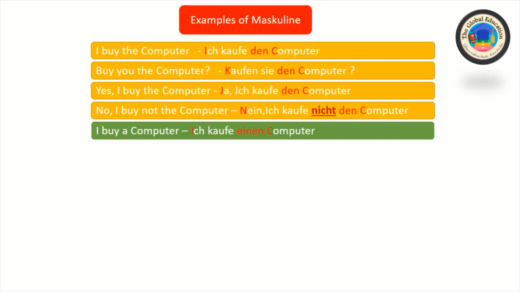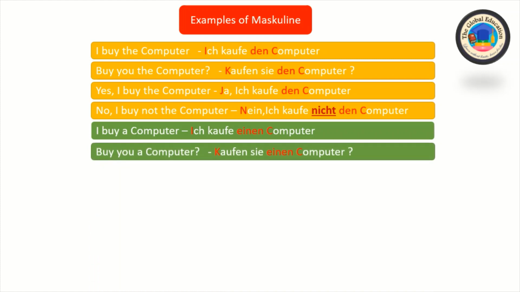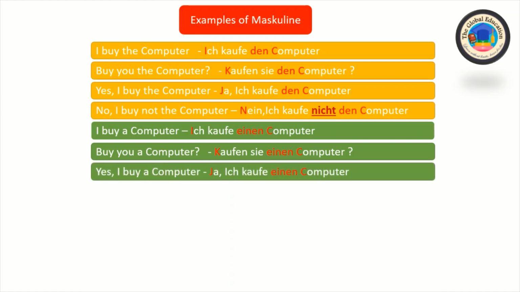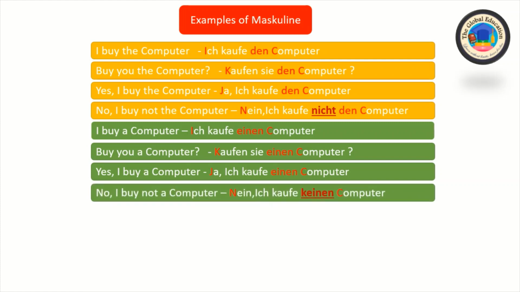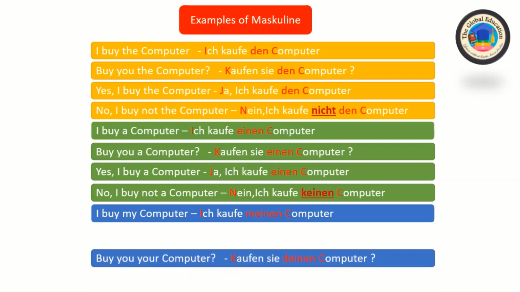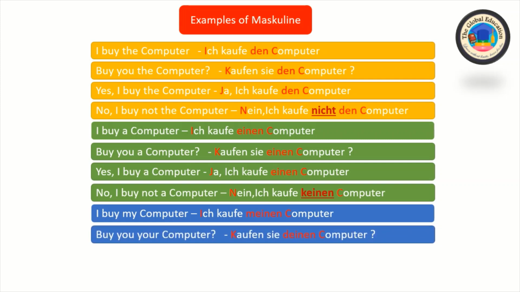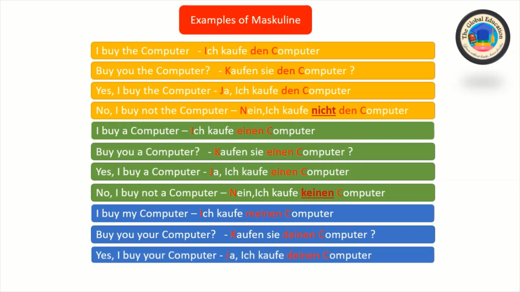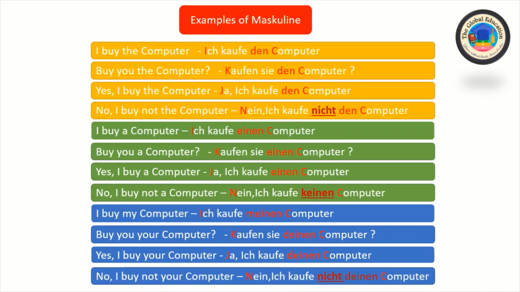I buy a computer. Ich kaufe einen Computer. Do you buy a computer? Kaufen Sie einen Computer? Yes, I buy a computer. Ja, ich kaufe einen Computer. No, I don't buy a computer. Nein, ich kaufe keinen Computer. I buy my computer. Ich kaufe meinen Computer. Do you buy your computer? Kaufen Sie deinen Computer? Yes, I buy your computer. Ja, ich kaufe deinen Computer. No, I don't buy your computer. Nein, ich kaufe nicht deinen Computer.